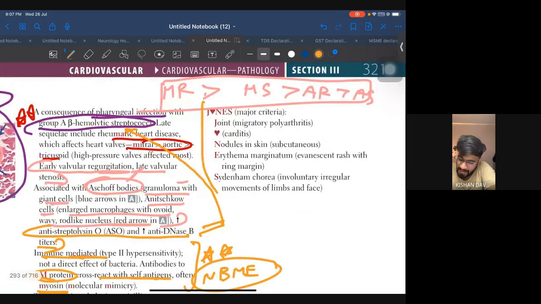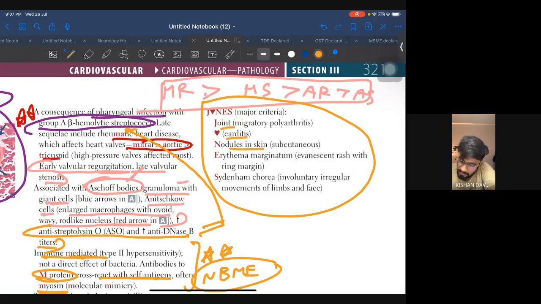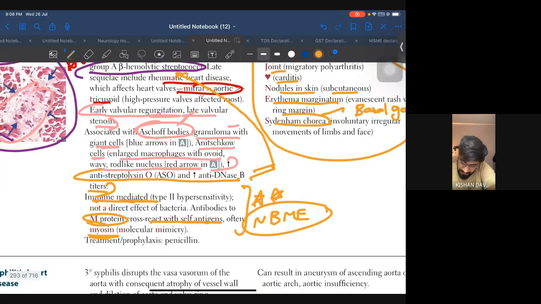And these are the criteria, Jones criteria, you have to remember. Joint, heart, nodules, that is subcutaneous, erythema marginatum, Sydenham chorea. Sydenham chorea will occur in the basal ganglia. They have asked this: where does Sydenham chorea occur? So we saw, where does chorea occur? In the CNS. We saw it occurs in the basal ganglia part. Okay, so that's it for rheumatic fever, I guess.